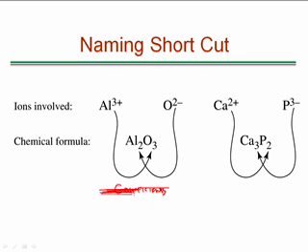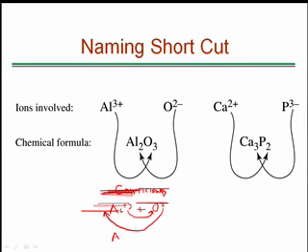Okay, and we have aluminum, which is +3, and oxygen, which is a -2. So we do something called chargy switchy, and we take these charges and we put them out front, and those become our coefficients.